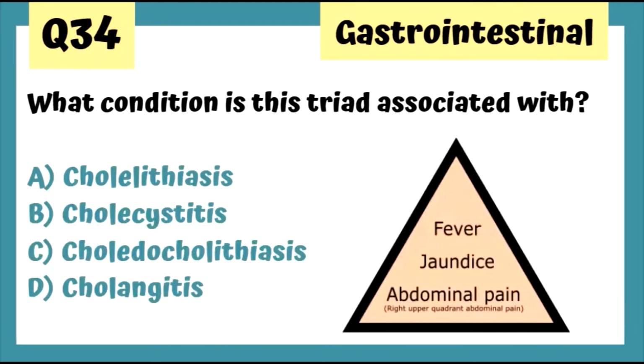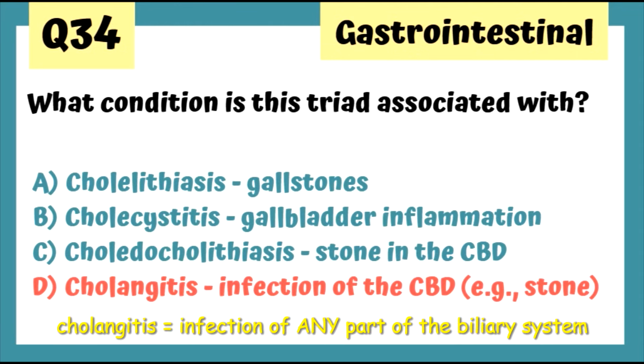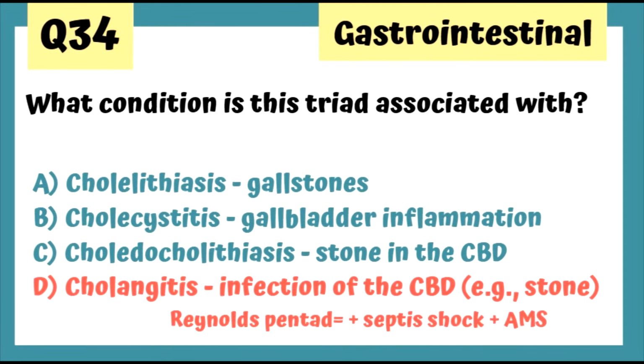What condition is this triad associated with, where we see fever, jaundice, and abdominal pain? This is cholangitis. The triad that we see in cholangitis is fever, jaundice, and abdominal pain. It's an infection of the common bile duct, where we see, for example, a stone, but the point is that there's infection of the common bile duct. And by the way, I have a pentad associated with this, where there's also septic shock and altered mental status.